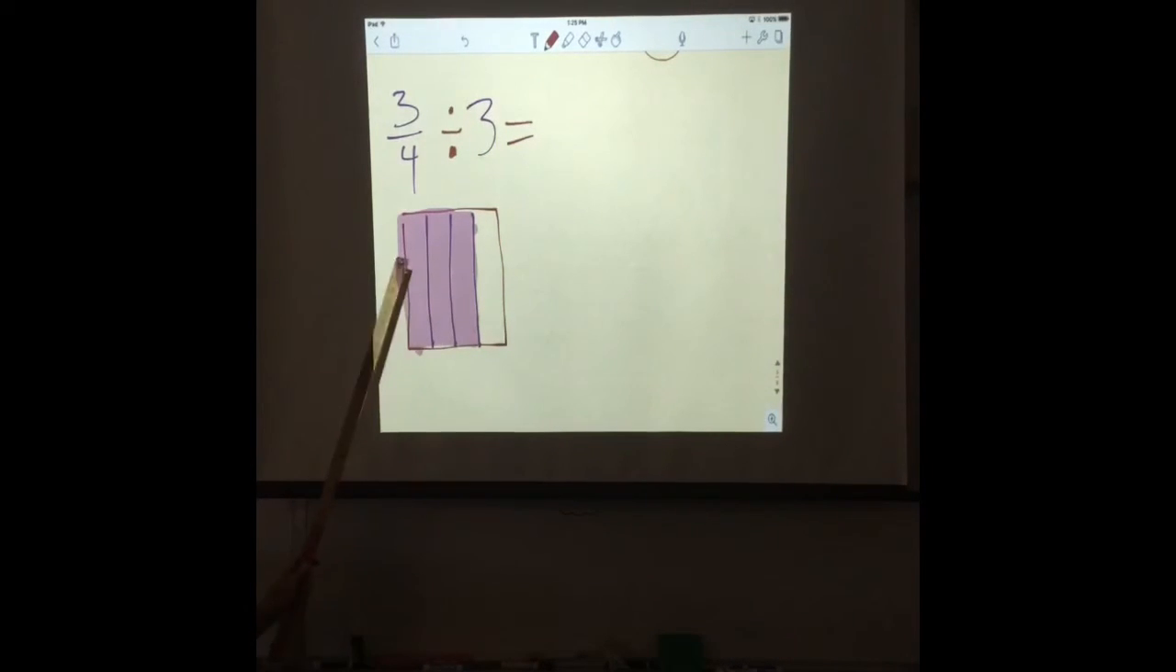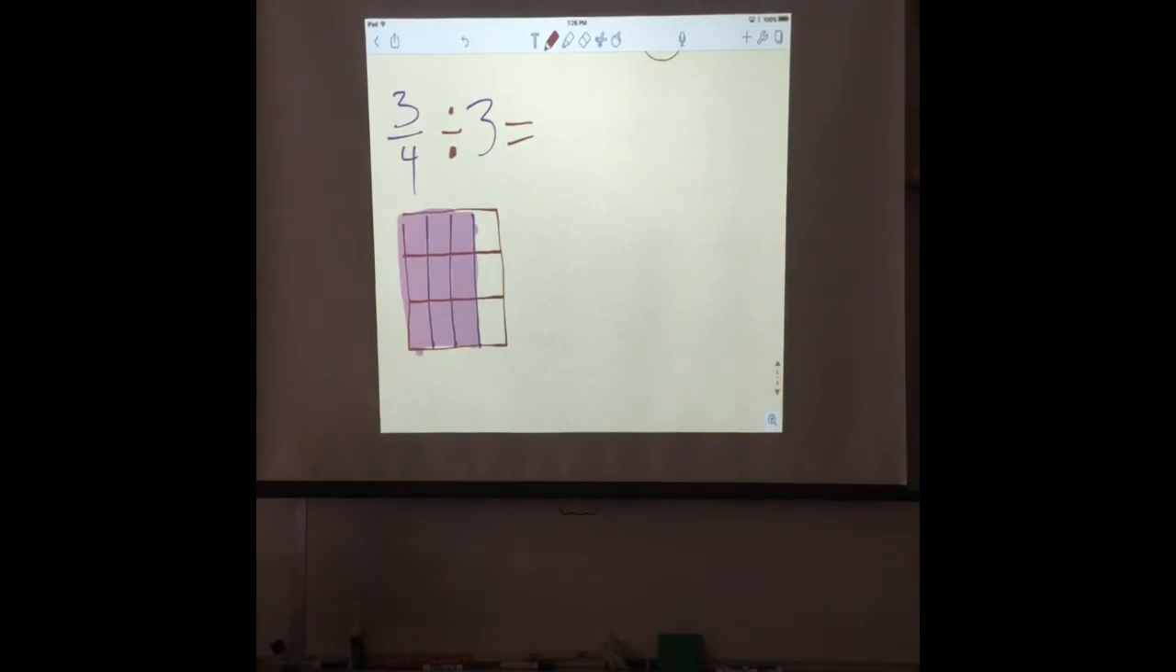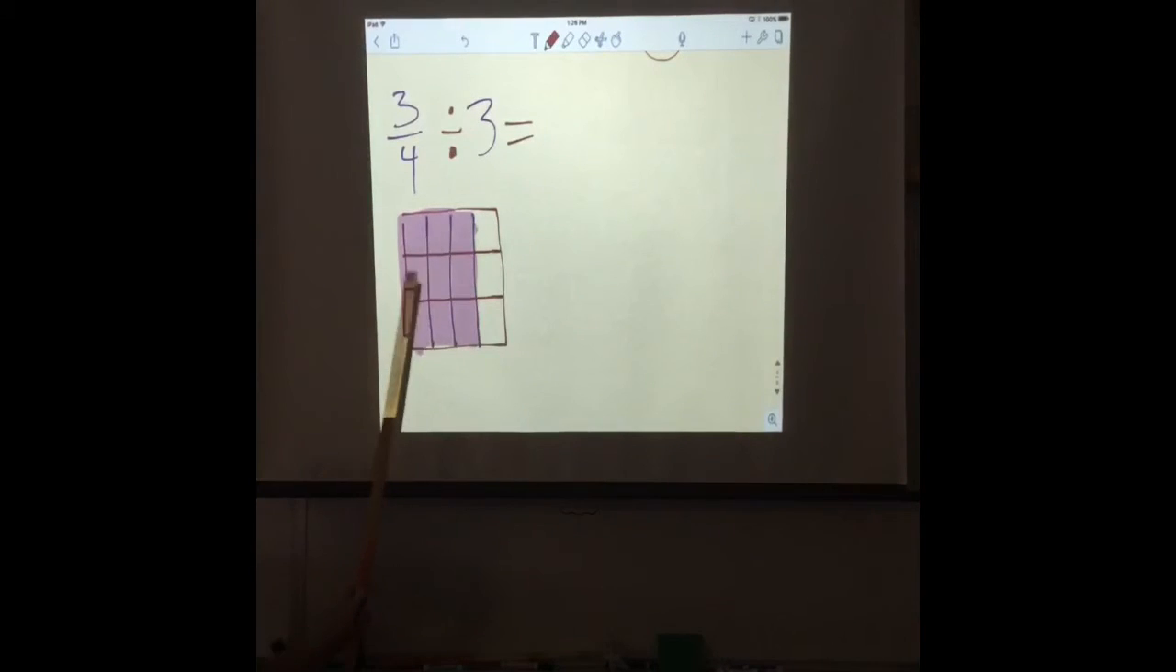So, what do I have to do with this? I'm going to have to cut it up into thirds, right? So I'm going to draw 2 lines this way. Question, what am I going to do now? I'm going to circle what part of this? Well, I'm talking about the third, right?